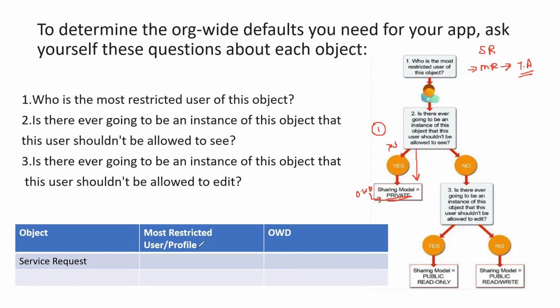So I have my most restricted user as training admin and the OWD that I've finally concluded as private. Once that is done, you will move on to the next object. Let's say you have an account as the next object, you will proceed with that. Identify the most restricted user, and set the OWD for it from this flowchart. Now this is how you can come up with your sheet with the list of OWDs that you have to set for the different objects in the org.